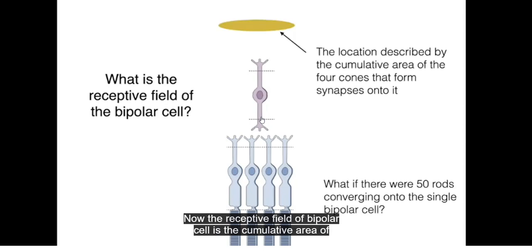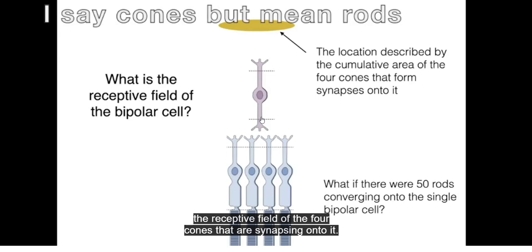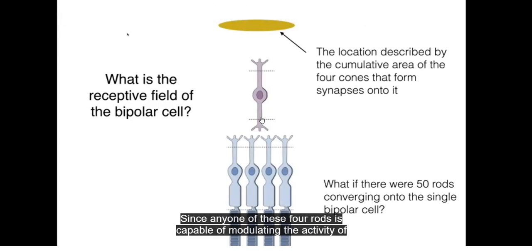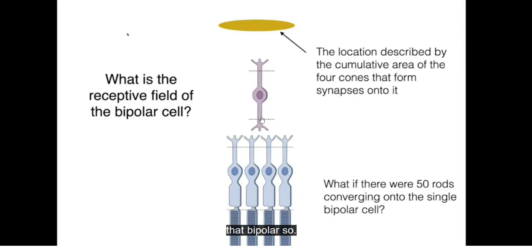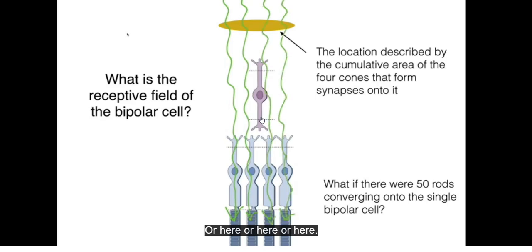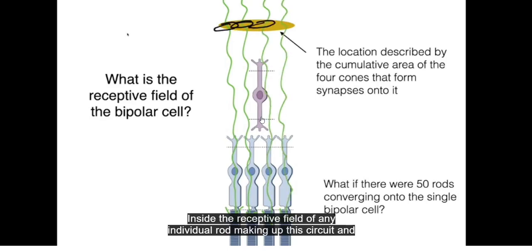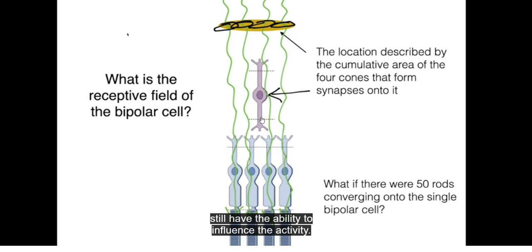What's the receptive field of this bipolar cell now? Now the receptive field of the bipolar cell is the cumulative area of the receptive fields of the 4 rods that are synapsing onto it. Since any one of these 4 rods is capable of modulating the activity of that bipolar cell, incident photons can fall here, or here, or here, or here, inside the receptive field of any individual rod making up this circuit, and still have the ability to influence the activity of this single bipolar cell.